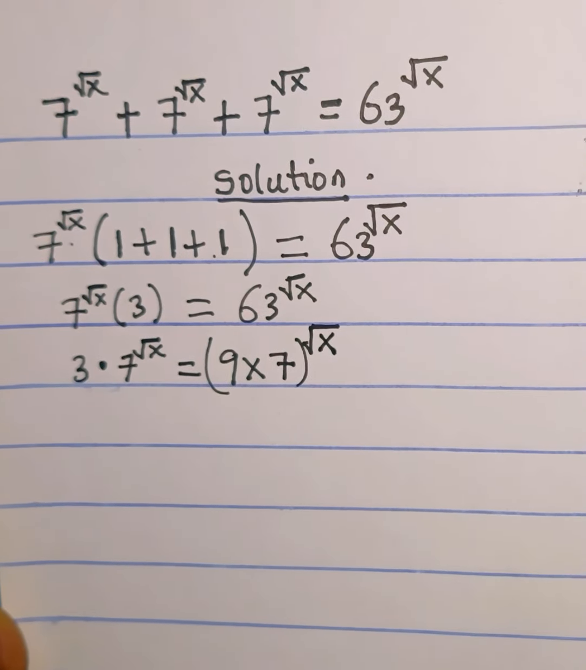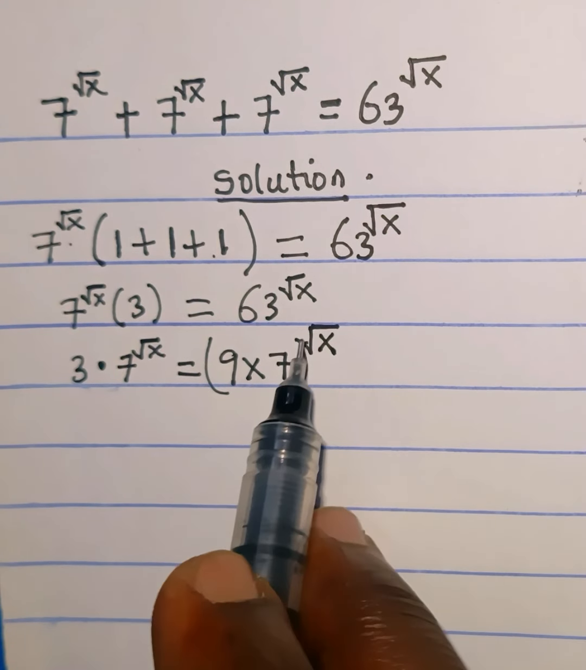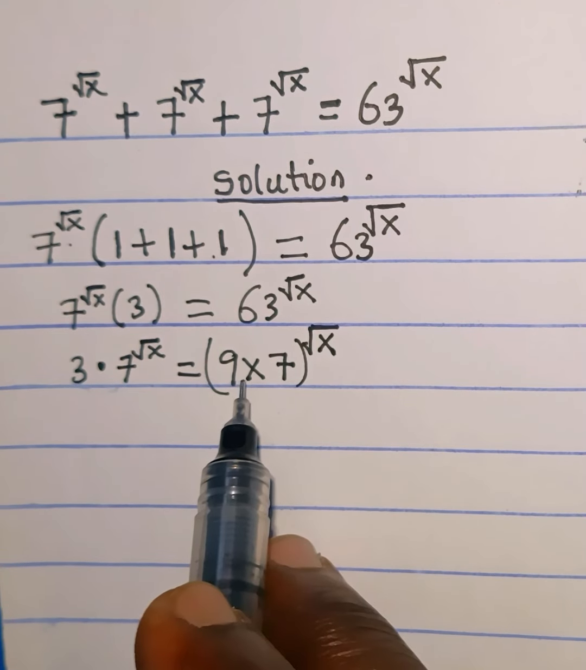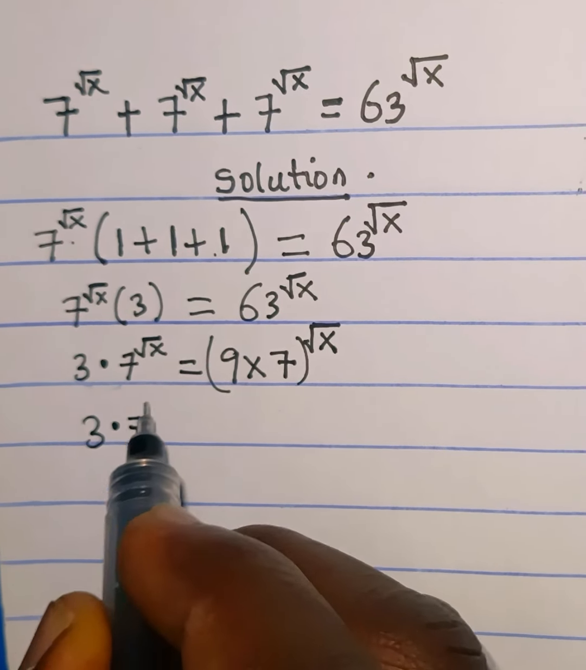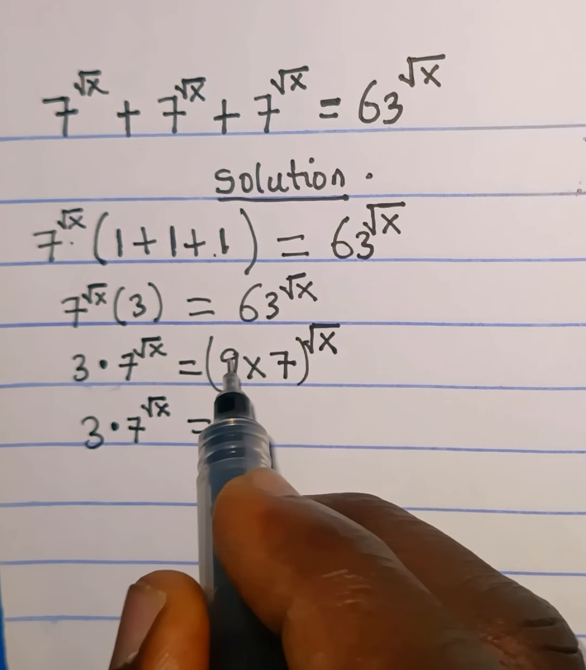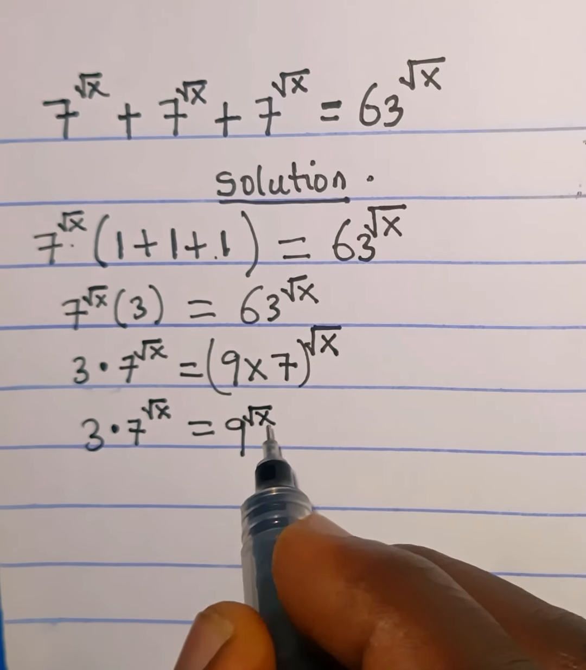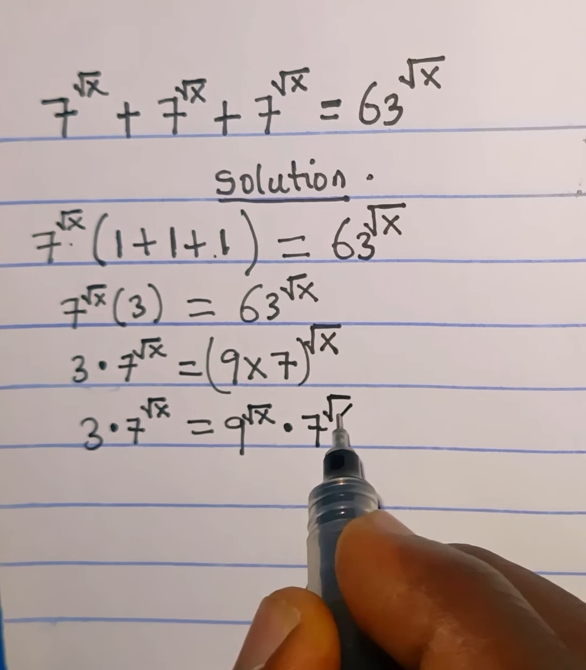So the next thing we're going to do in the right hand side, recall that this power is affecting both 9 and 7 because of the multiplication operation. So we're going to have 3 multiplied by 7 to the power of square root of x is equal to, so they can share the power, 9 raised to the power of square root of x, then multiplied by 7 raised to the power of square root of x.